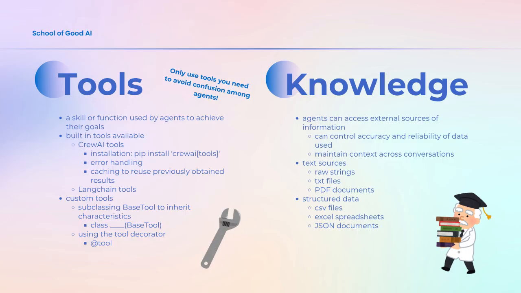Apart from tools, agents also need to access external sources of information, as you are designing them to help a nonprofit organization in real life. Knowledge can be in the form of text sources such as raw strings, TXT files and PDFs, or structured data like CSV files, Excel spreadsheets, and JSON documents.